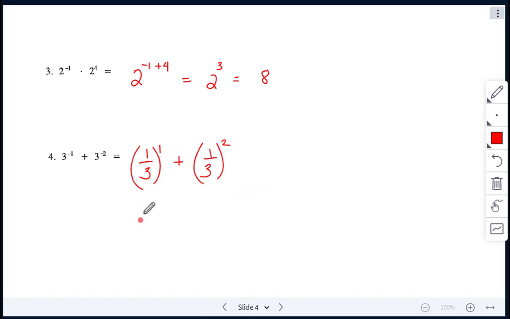All right, so the 1 over 3 to the power of 1 is just 1 over 3. And then this part here, it's squared, so 1 times 1 is 1, and the 3 squared becomes 3 times 3, which is 9. Now we have addition of fractions, so we would have to get a common denominator. We would multiply by 3, top and bottom. I'm just going to multiply by 3 here and here. That becomes 3 over 9 plus 1 over 9, which gives me 4 over 9.